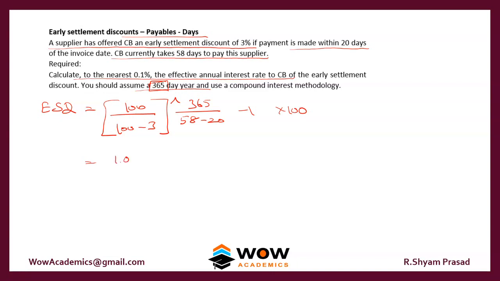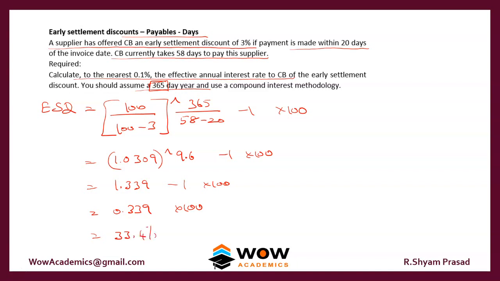So the numerator inside comes to 103.09 to the power of 9.6, again minus 1 into 100. So the number comes to 1.339. Again, minus 1 into 100. So if you minus 1, that comes to 0.339 into 100. So that comes to 33.4%. So that's about the answer we got for this problem.